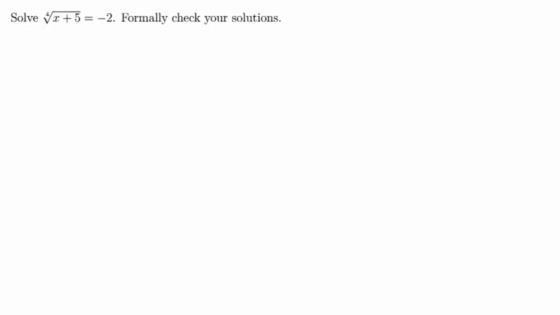In this video, we're going to solve the equation which has the fourth root of the quantity x plus 5 equal to -2. As part of this process, we'll make sure to formally check any proposed solutions. The first thing we want to do is identify what type of equation we have. We have a radical equation here, and it's a fourth root. This will help us determine what methods we want to take for solving it.